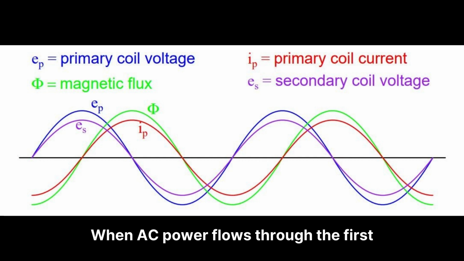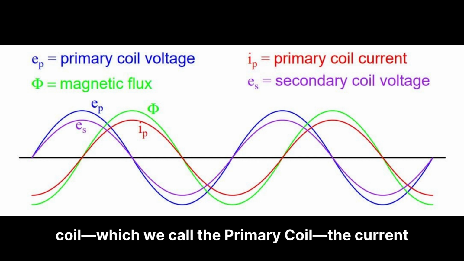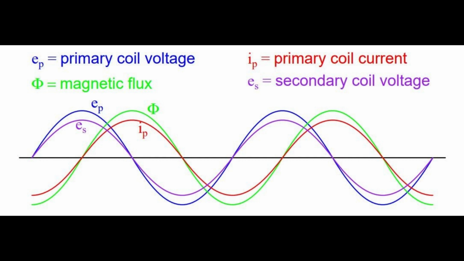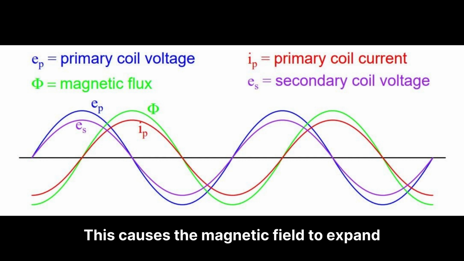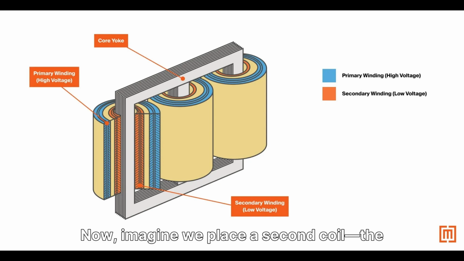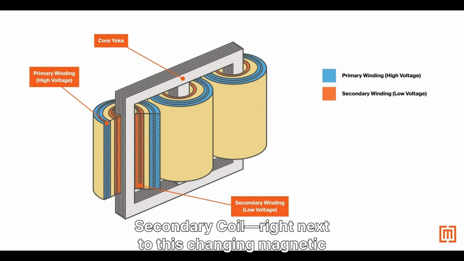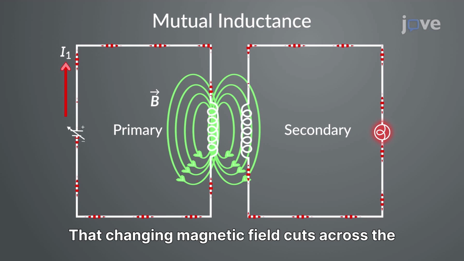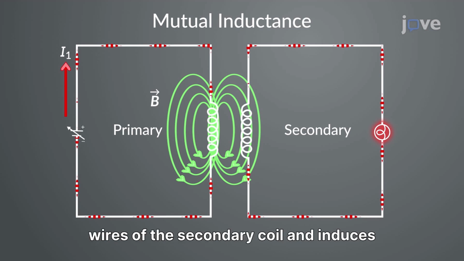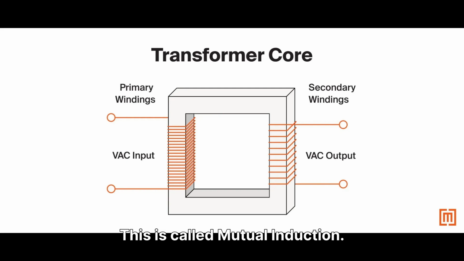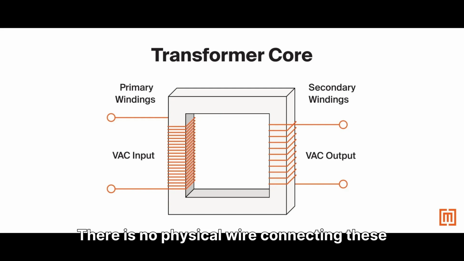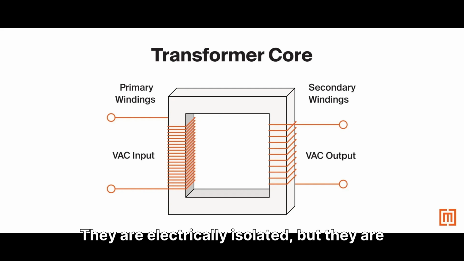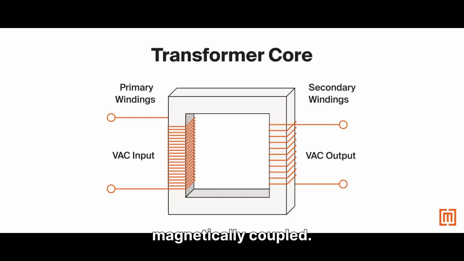When AC power flows through the first coil, which we call the primary coil, the current rises and falls. This causes the magnetic field to expand and collapse continuously. Now, imagine we place a second coil, the secondary coil, right next to this changing magnetic field. Something magical happens here. Faraday's law of induction kicks in. That changing magnetic field cuts across the wires of the secondary coil and induces a voltage inside it. This is called mutual induction. There is no physical wire connecting these two coils. They are electrically isolated, but they are magnetically coupled.